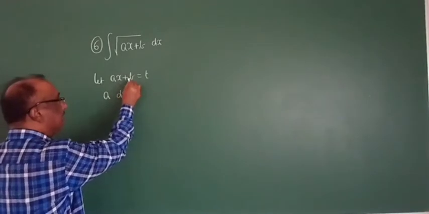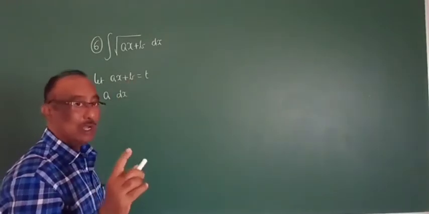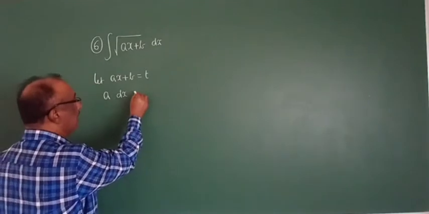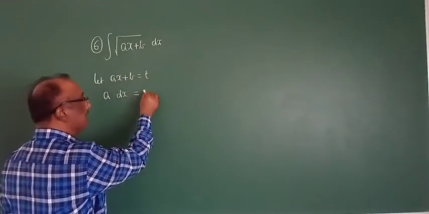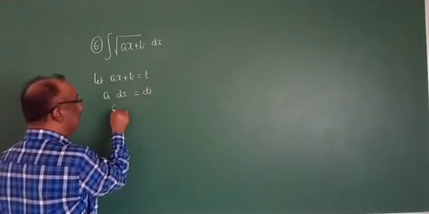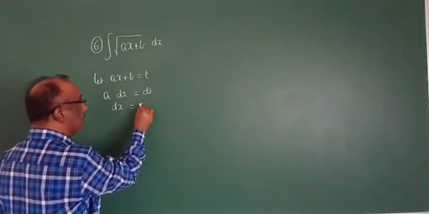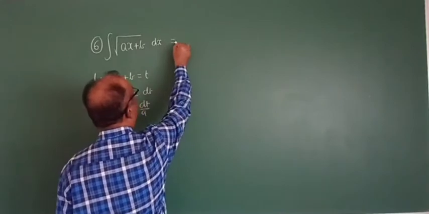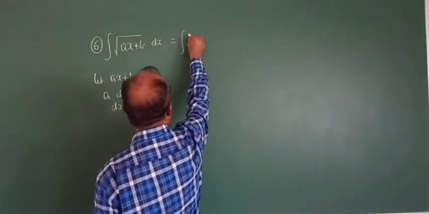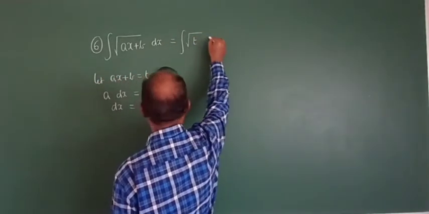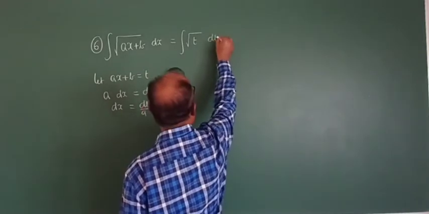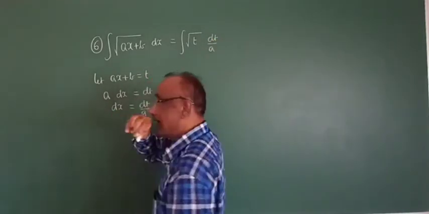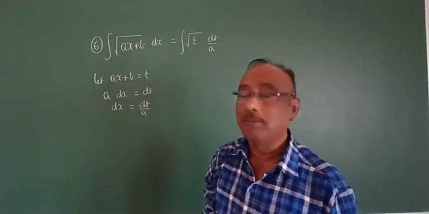The derivative of ax is a, the derivative of the constant b is 0, and the derivative of t is 1, which is dt. Therefore dx is equal to dt by a. Now substitute into the problem: the integral of root of t, where dx is replaced by dt by a.